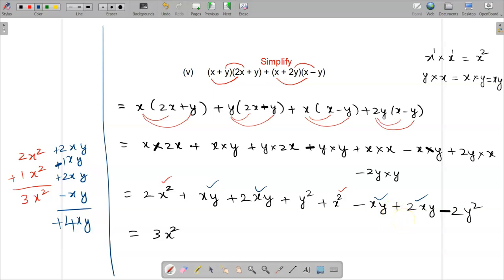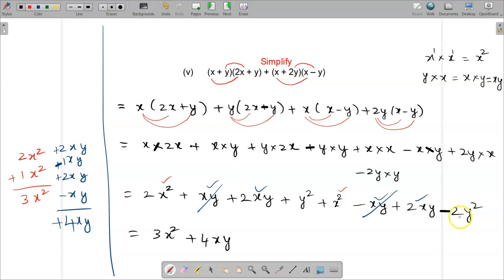Or either you can write like this, or you can do what? xy and minus xy get cancelled. These two terms get cancelled. And xy is repeated here. 2 plus 2 it is what? 4. Like that also you can write. So 2 plus 2 it is 4, 4xy. Then what are all the other terms available?